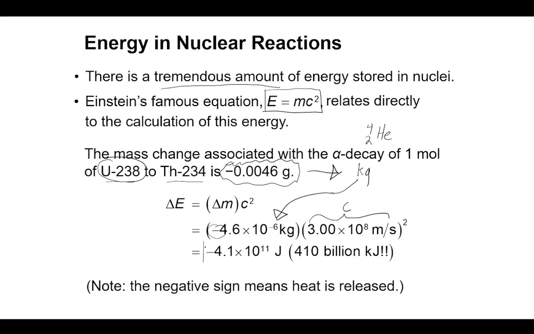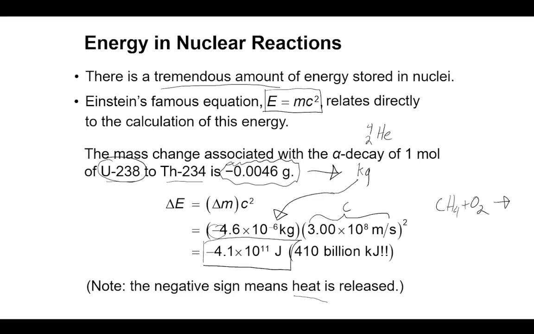We can calculate that there was negative 4.1 times 10 to the 11 joules involved in that process. And the negative sign means it's emitted, or that energy is released. And here it's released as heat. 410 billion kilojoules is a ton of energy. It's so much. Okay, 1,000 times the energy you would get from combusting a mole of methane, right?